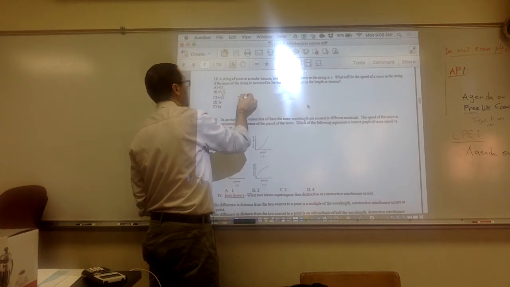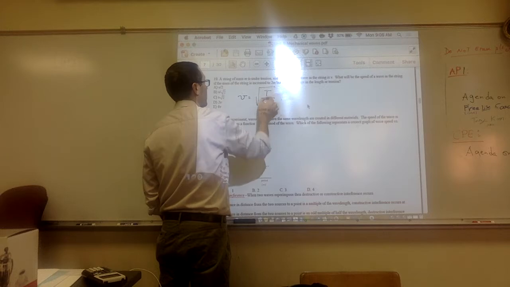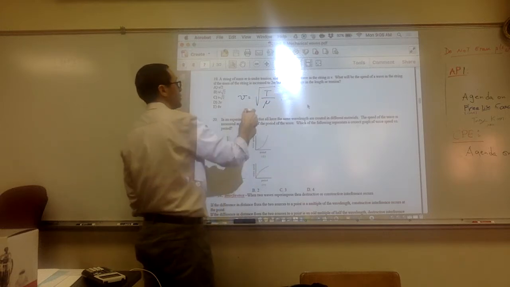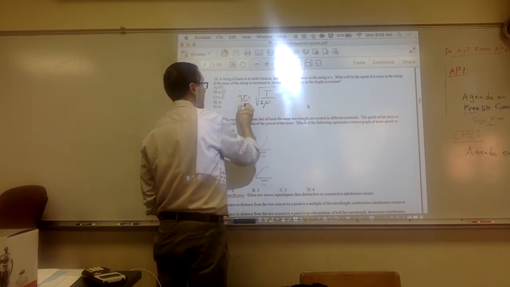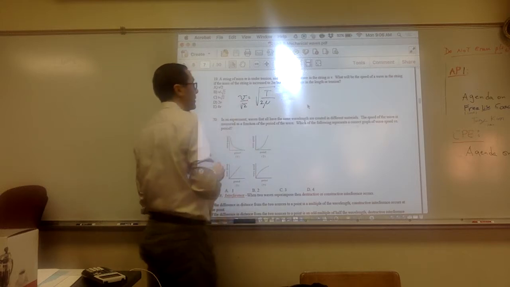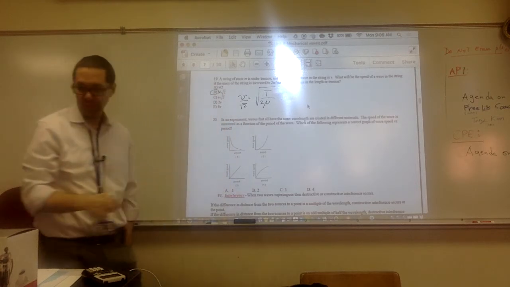So v equals the square root of tension over the mu here, right? So if you double this mass, this will double. So if you put a 2 here, you have to put a 2 here with the radical, because this is under the radical. So the answer should be B.